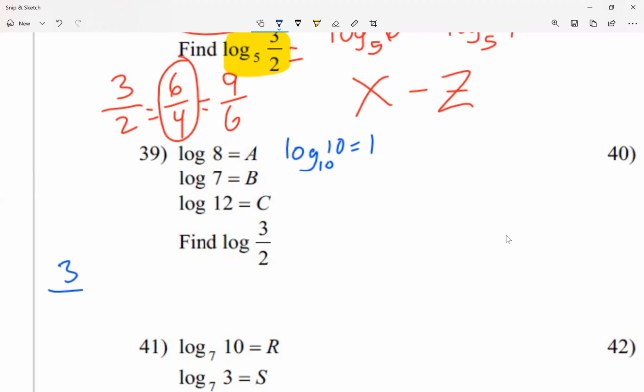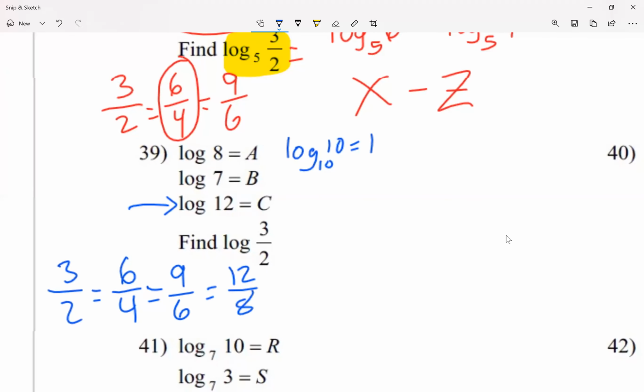So let me just take a look at my fraction, 3 over 2. Another way I can write 3 over 2 is 6 over 4. That one I'm not going to be able to use. I don't see a 6 or 4 in there. Another way I can write this is 9 over 6. Another way I could write this fraction is 12 over 8. Now that one I think I can use. I can see the 12 and I can see the 8.